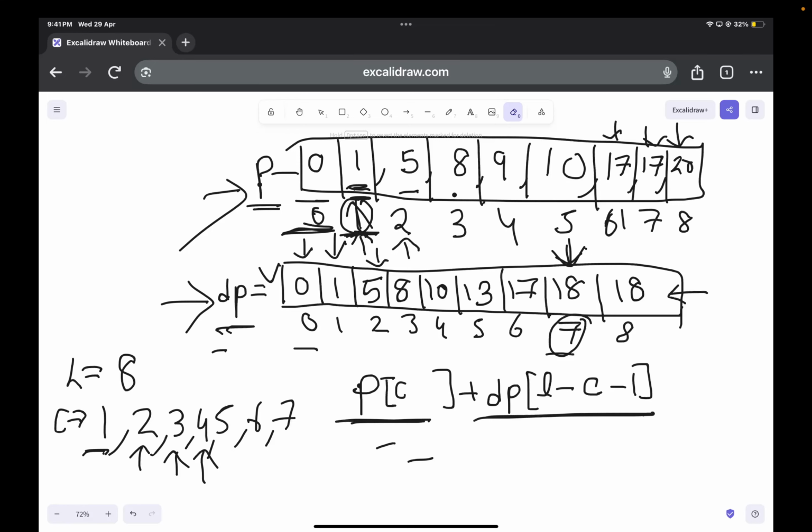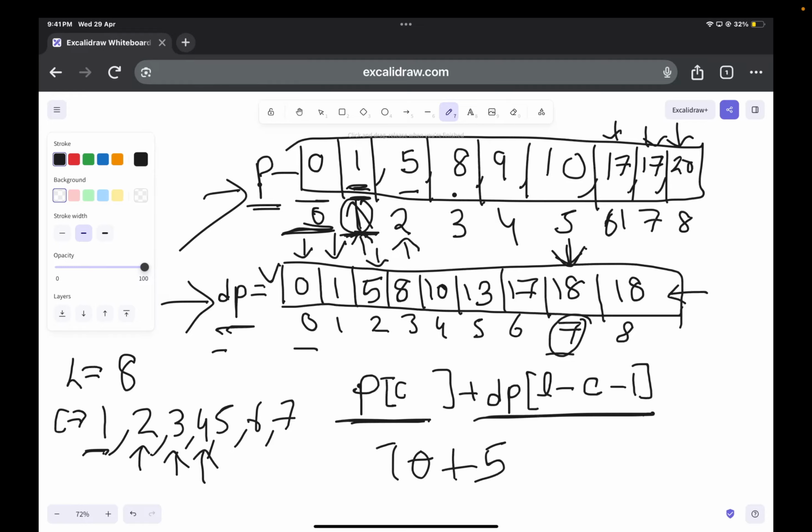Next, let's go to 5. Cutting 5 is 10. 10 plus dp of 8 minus 5, which is 3. 3 minus 1 is 2. So what is dp of 2? 5, so 15. Okay, 15. It is lesser, so no problem.